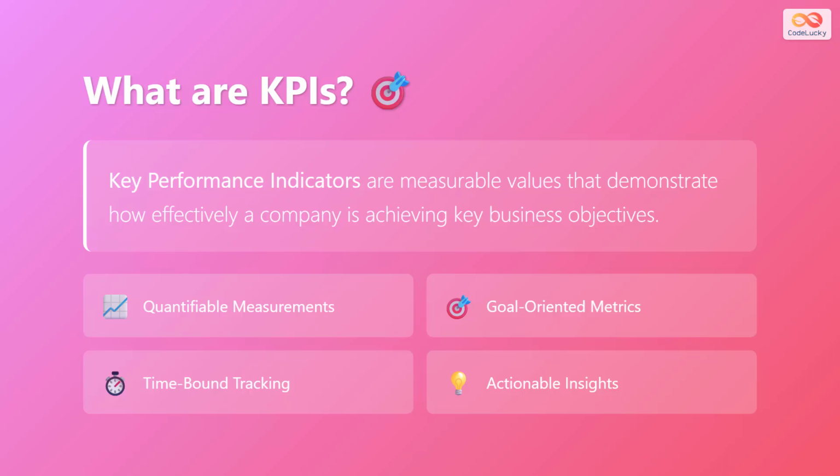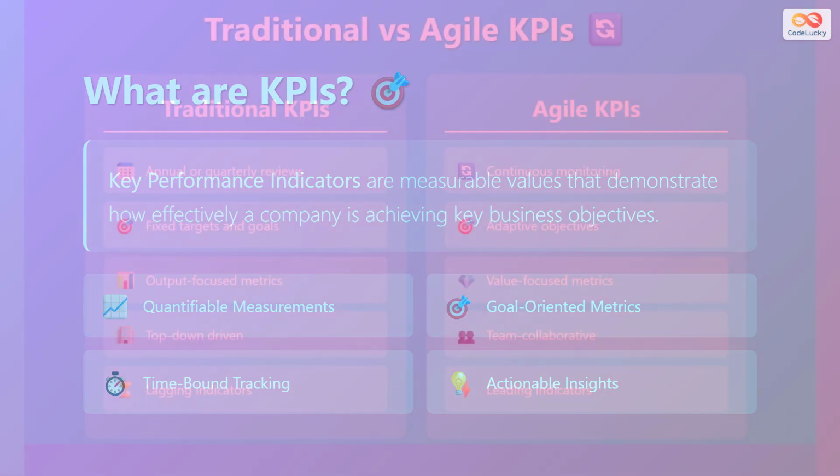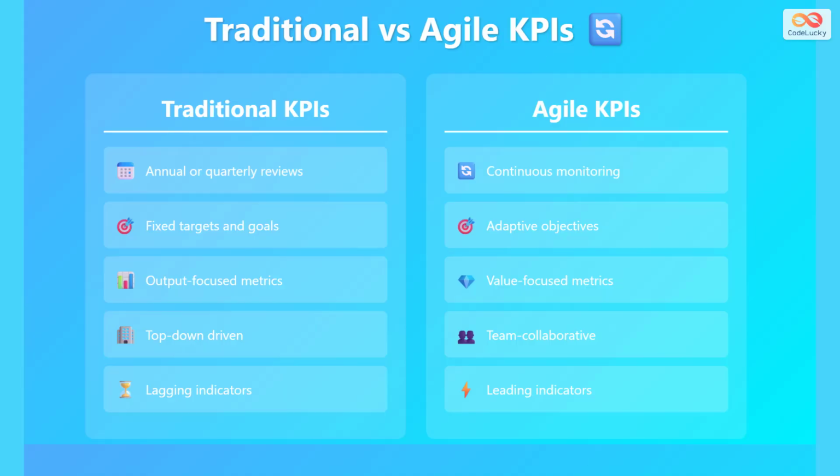The right KPIs don't just tell you where you are, they help you understand where you need to go and how to get there. Understanding the difference between traditional and Agile KPIs is crucial for successful transformation. Traditional KPIs typically operate on annual or quarterly review cycles, which can be too slow for today's dynamic markets.